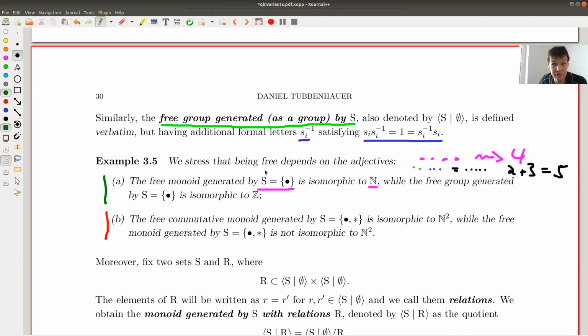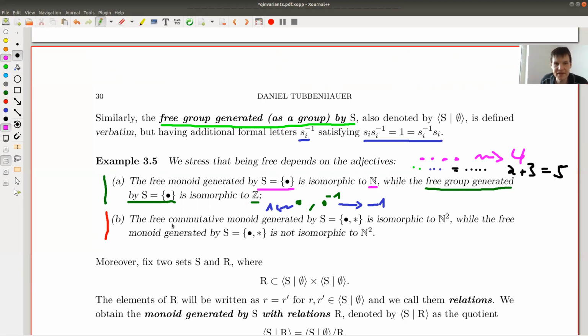But in contrast, the free group generated by S is Z. Why is that? Because I now want it to be the free group on my alphabet. So I actually do have a bullet, and I also have a bullet inverse, which you then should identify with the same rules as above. You identify this as 1, and you identify this with -1. So you actually get Z. And again, that already shows that it really depends on what you want it to be free as. A free group is not the same as a free monoid. A free monoid is usually smaller than a free group.